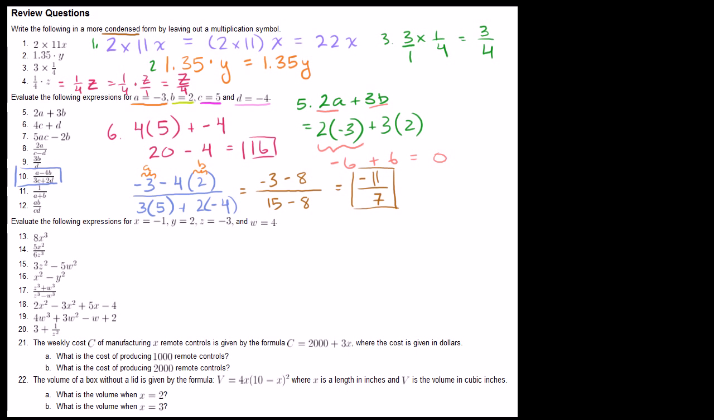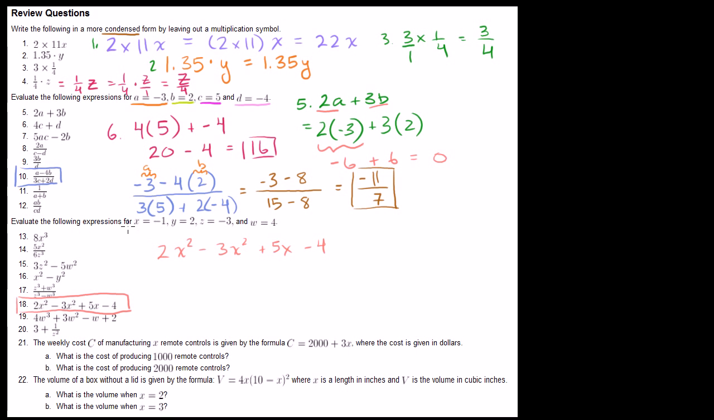Okay, we see some exponents. I'll pick one of the harder ones. Let's do this one over here, problem 18. So 2x squared minus 3x squared plus 5x minus 4. Well, this wasn't that hard. All of them are dealing with x. But what we could do here, so let me write this down: 2x squared minus 3x squared plus 5x minus 4.